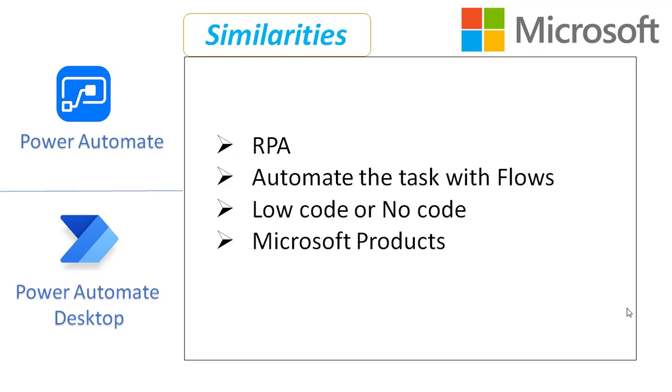The similarities are, by using both RPA tools, we can automate the repetitive daily tasks. And also by using both RPA tools, we can automate the task with cloud flows or desktop flows. We have no code automation flows, or we can say no code automation flows can be deployed by using these RPA tools. If you observe, both are Microsoft products and both sound similar, like Microsoft Power Automate and Microsoft Power Automate Desktop.